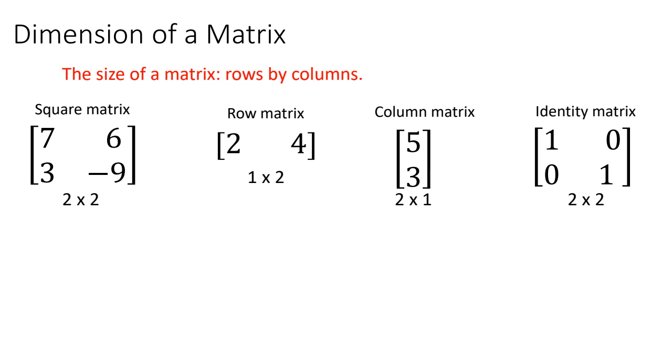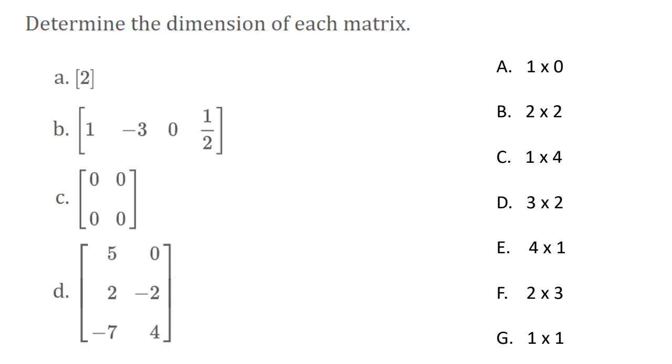The last one is a square matrix again, because we have 2 rows and 2 columns, but this one is called an identity matrix. The identity matrix is whenever we have this 1 0 0 1, and you can think of this as the value of 1 for the matrix. We'll go into more detail on this matrix. All right, so let's go through this problem and determine the dimensions of each of these matrices.